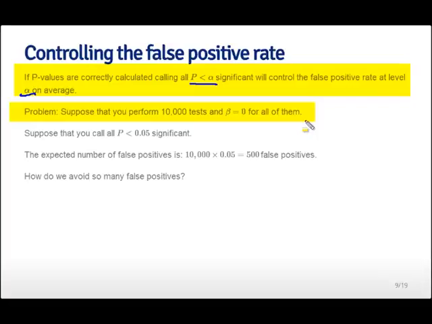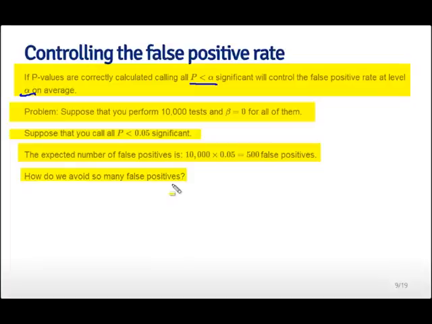And if you call all p-values less than 0.05 significant, so we set alpha equal to 0.05, then the expected number of false positives is just the total number of tests that you performed times the false positive rate that you're controlling the error rate at, and so you get 500 false positives. So if you perform this many hypothesis tests and you get 500 significant results, it's pretty likely that they're mostly going to be made up of false positive results. So a question that immediately comes to mind is, how do we control a different error rate so that we avoid so many false positives?